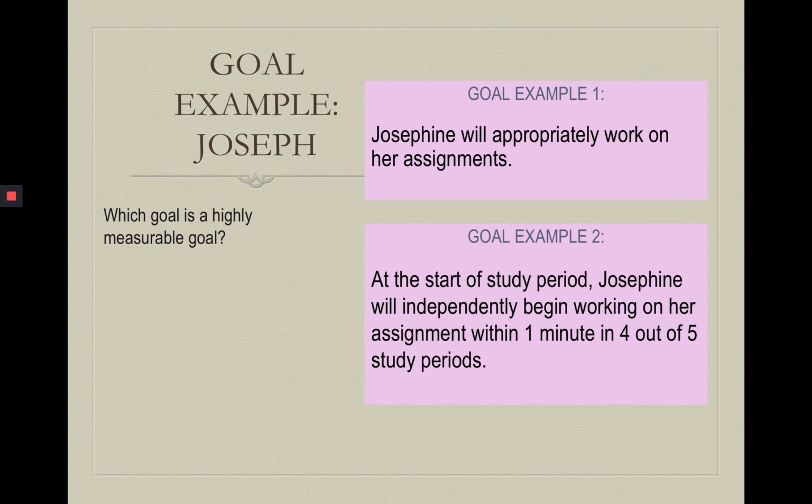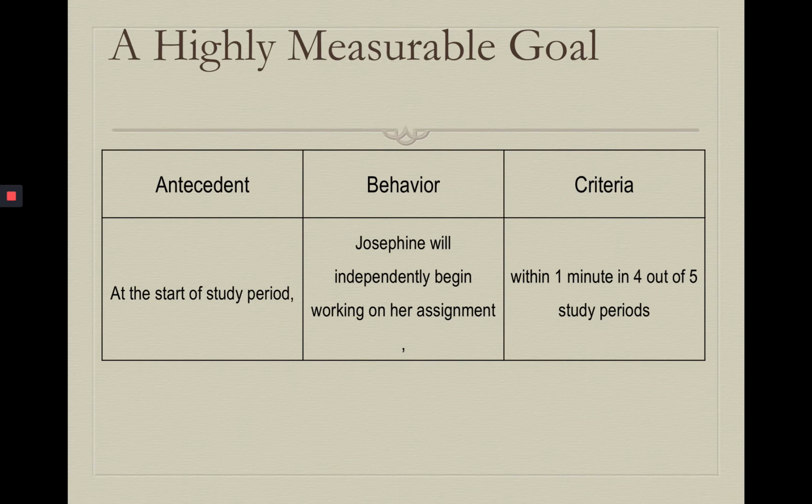We want her to start working on her assignment. The criteria is she needs to do this behavior within 1 minute of the period starting, in 4 out of 5 of the study periods. Here's another way to look at it. We broke it down this way. Antecedent is study period. Behavior is working on her assignment. The criteria is within 1 minute. And we want to make sure it's not just a good day and she just happened to do it, but that she has some consistency with it and can maintain it. So within 1 minute in 4 out of the 5 study periods that we observe.